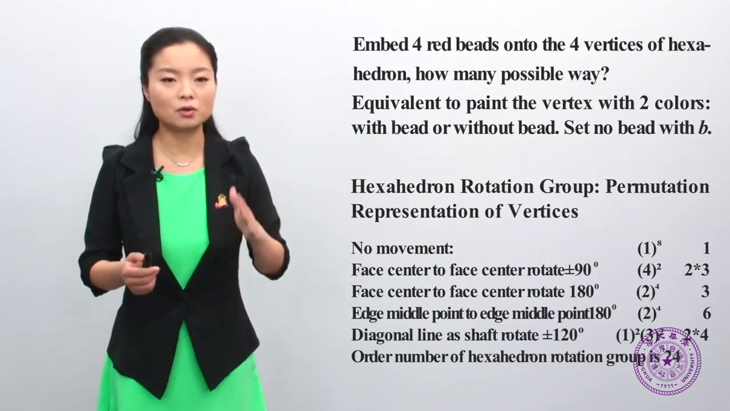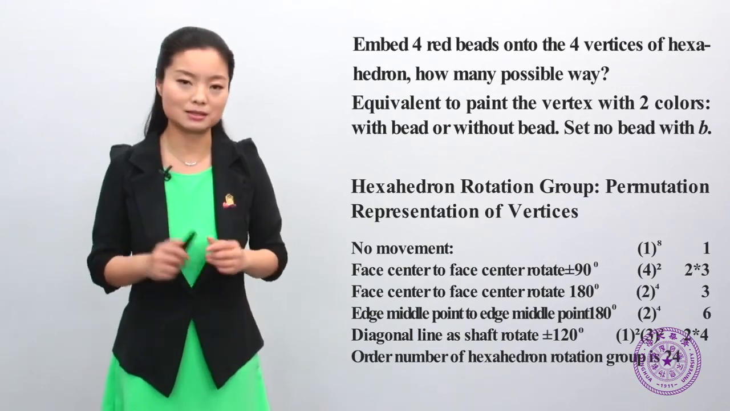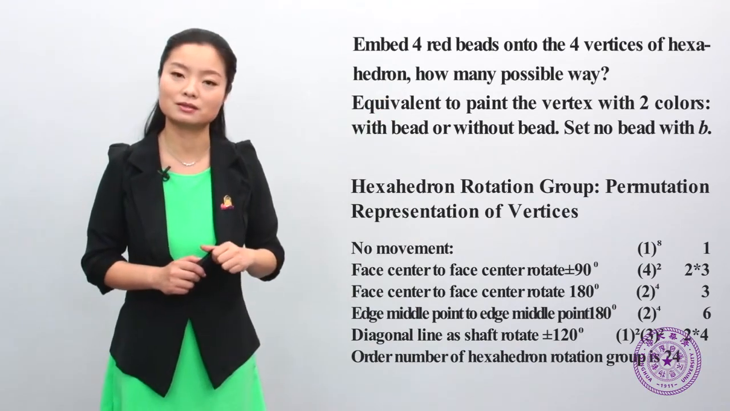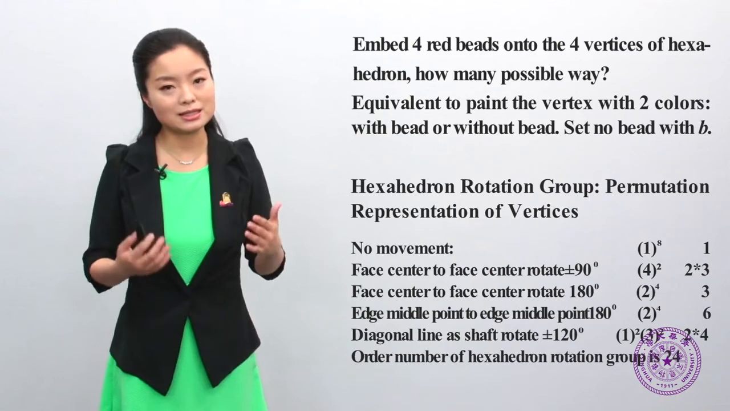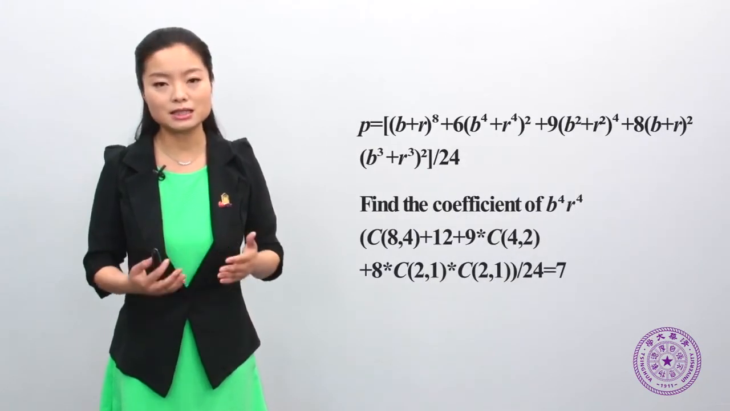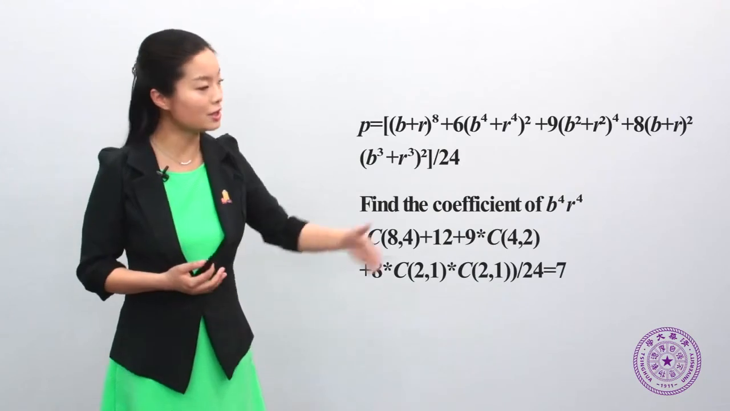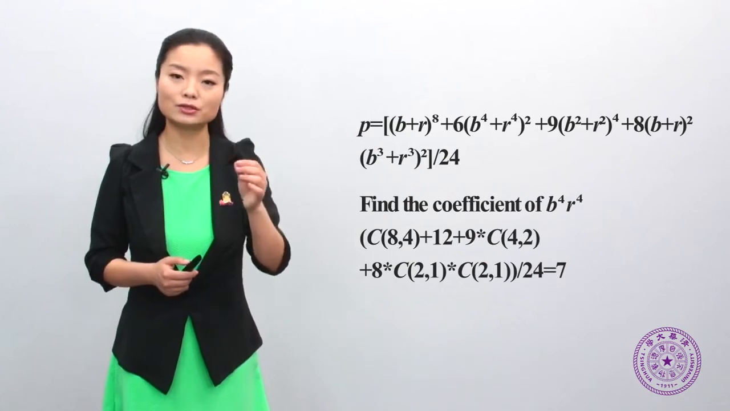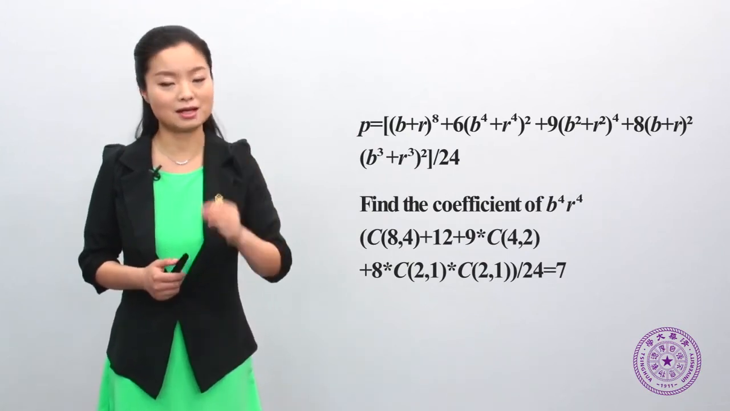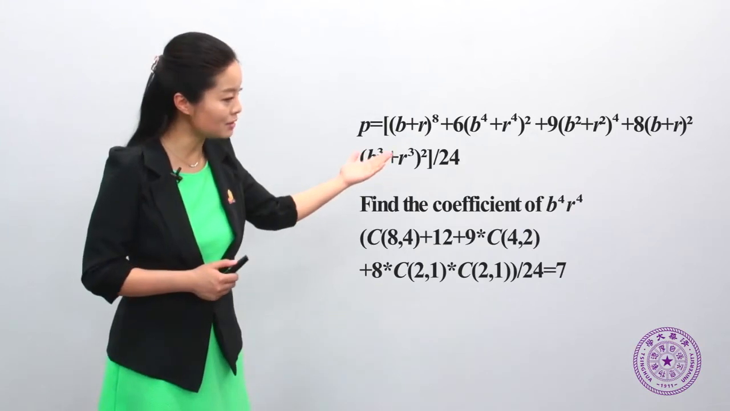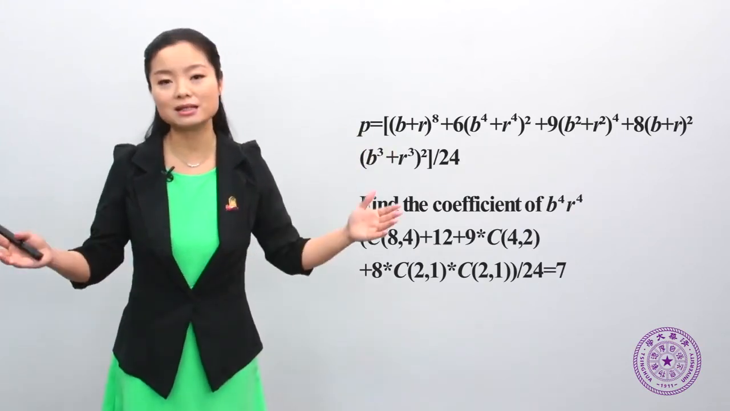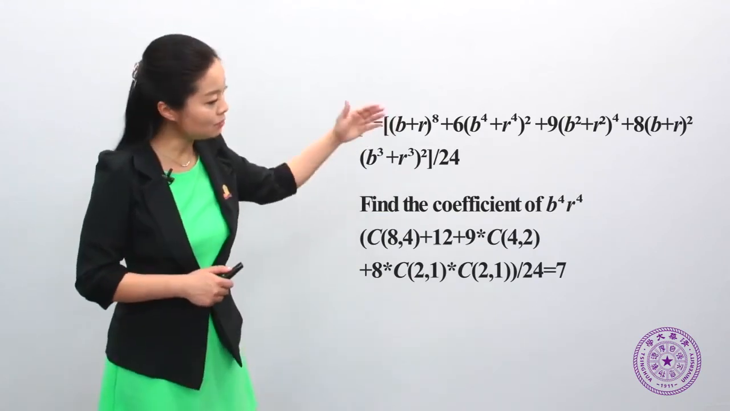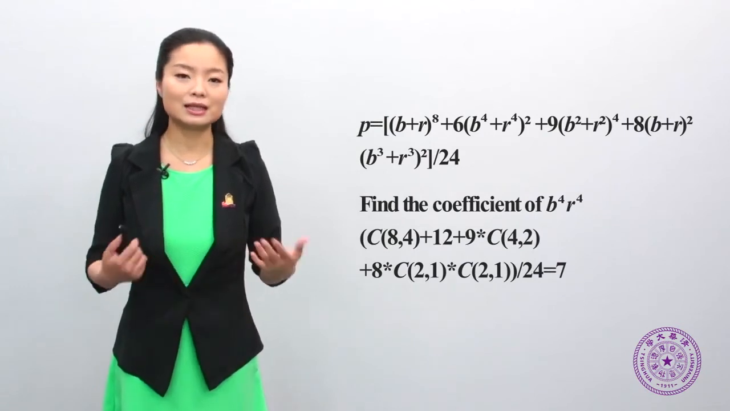What we are looking for is R to the power of 4, B to the power of 4. We can take the first component. If we write it in generating function form, there are eight 1-order cycles, which means the generating function is B plus R to the power of 8, which will naturally contain B to the power of 4 and R to the power of 4. The corresponding coefficient in front should be picking 4 from the 8 components, which is C8 4. For the face center to face center rotation, there are 2 4-order cycles.